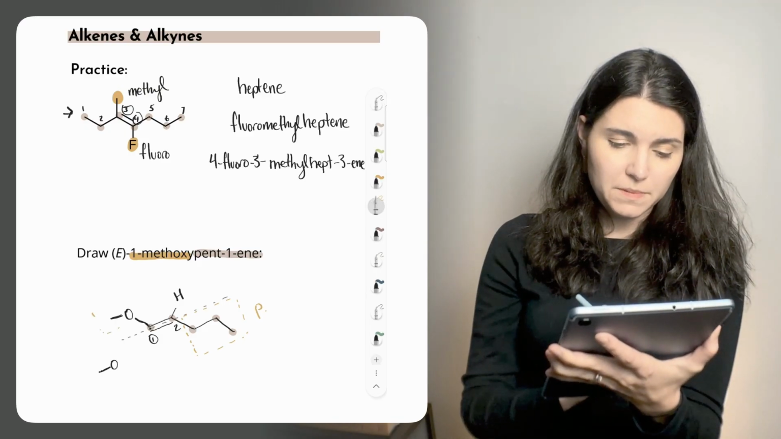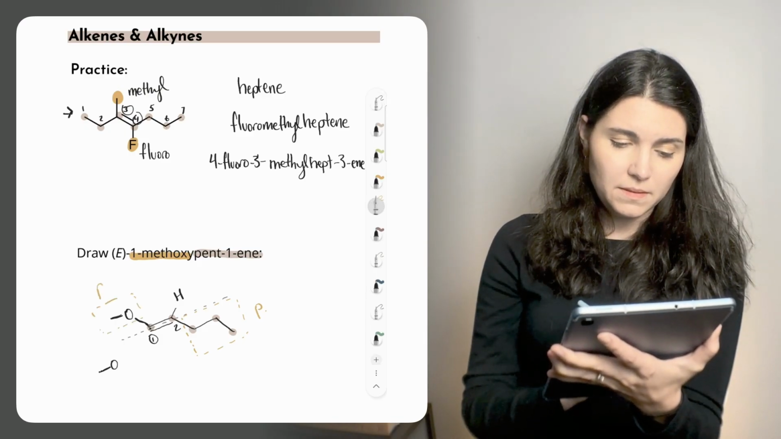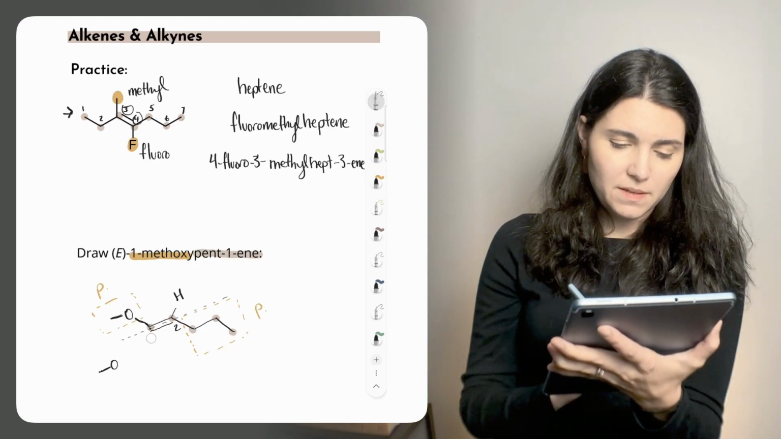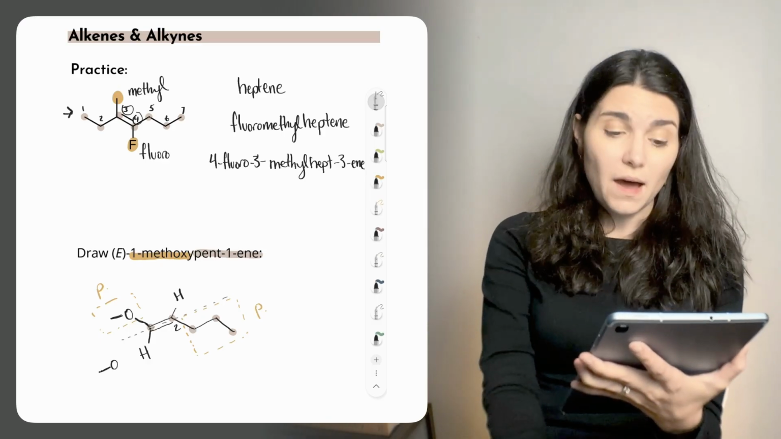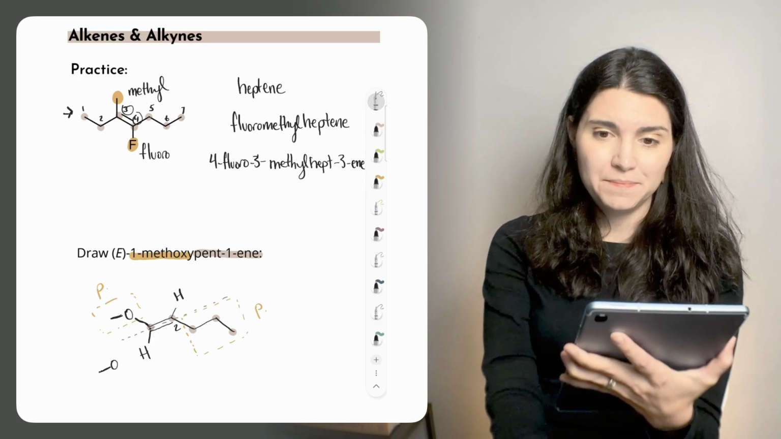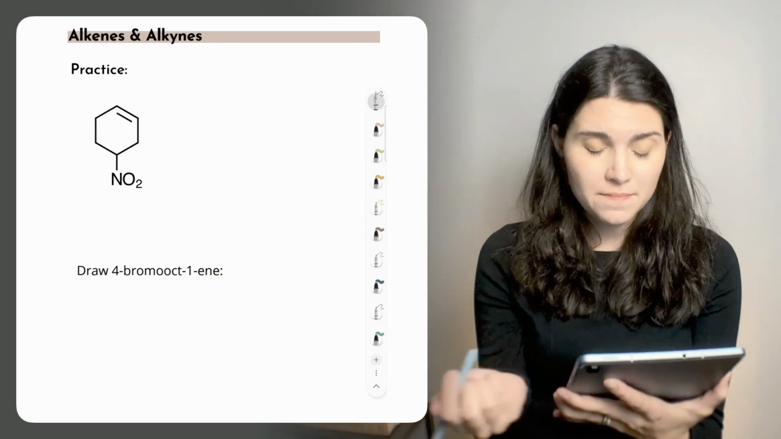So this whole substituent is the priority. And then I'm just going to erase that number 1 so I can draw in the hydrogen. So that would be E-1-methoxypent-1-ene. Here is a ring.